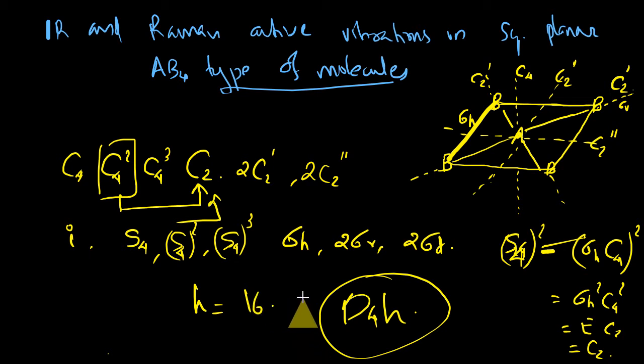With this basic information, I am going to calculate the total character corresponding to the 3n degrees of freedom. We have done this in the previous cases as well, for the case of the water molecule and also in the case of ammonia. So you actually know the procedure for doing this. So let me write the elements here for D4h.